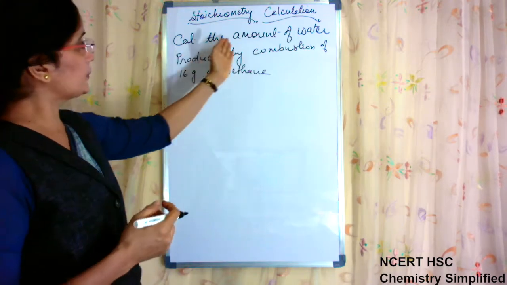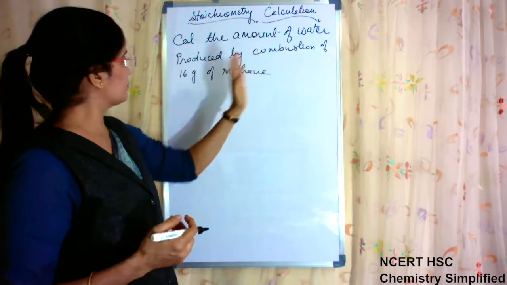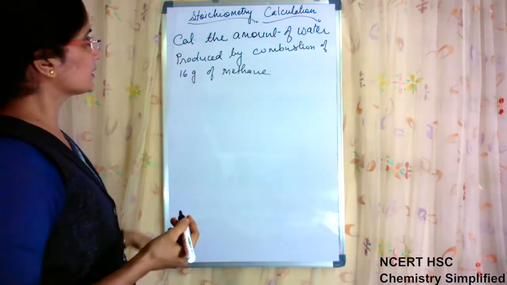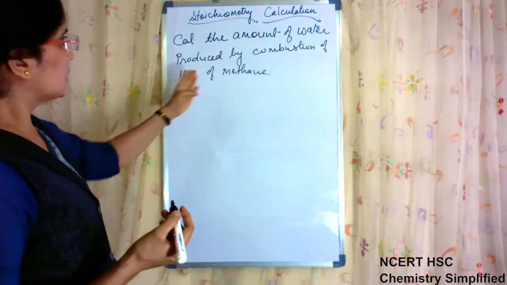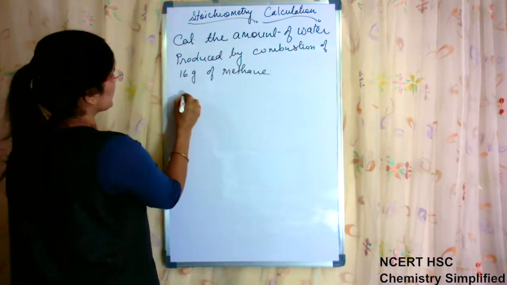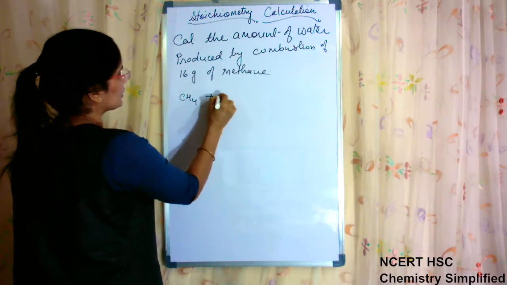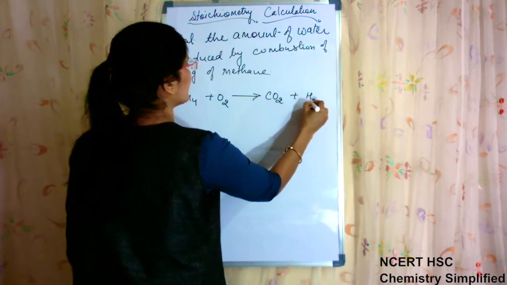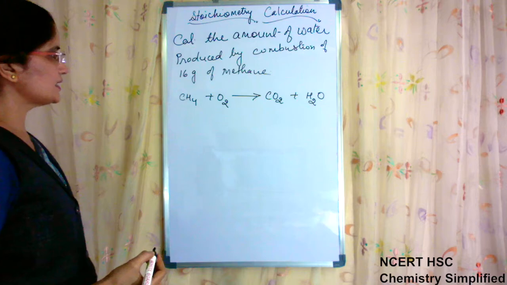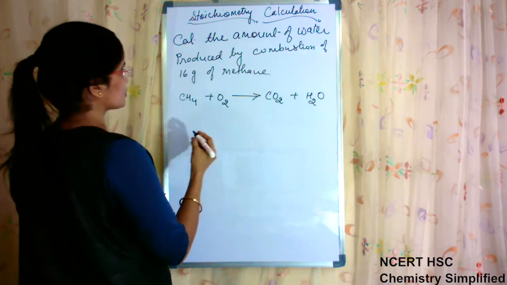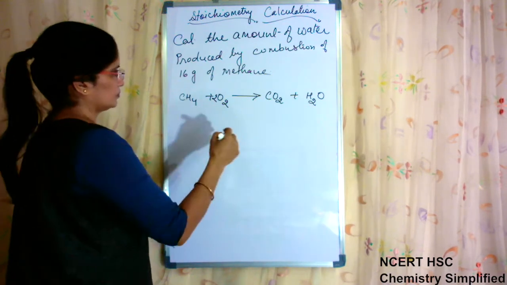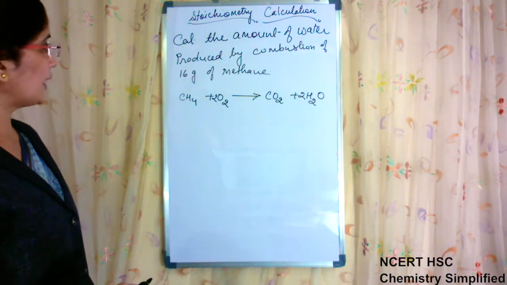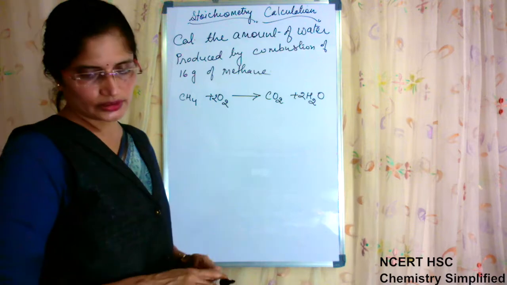So, calculate the amount of water produced by combustion of 16 grams of methane. Now again we need to write the chemical equation for it. Methane on combustion will produce CO2 plus H2O. We have to write the balanced chemical equation. So it is 2 and 2. Now it is balanced.